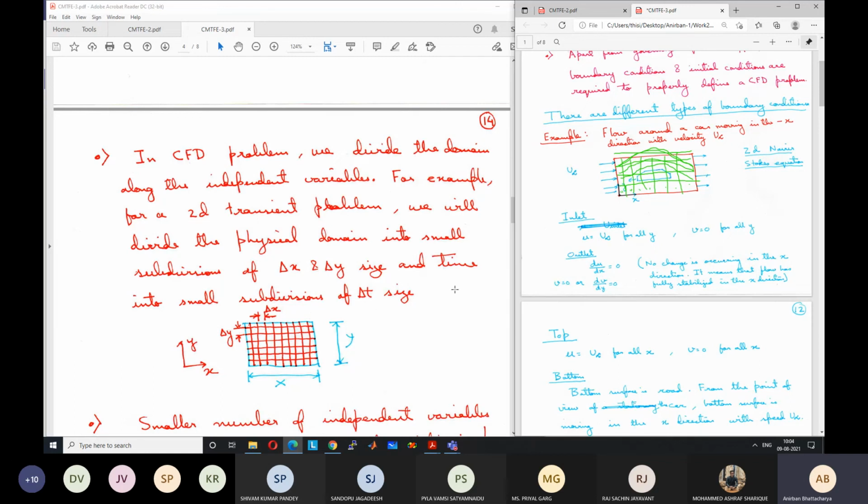of delta t size. So you can see a 2D physical domain rectangle, and we have divided it into subdomains of delta x size and delta y size. You cannot see the time direction obviously, but in the time direction also we'll solve with delta t sizes. Means if delta t is 0.1 second, first we'll solve for 0 second, then we'll solve for 0.1 second, then we'll solve for 0.2 second. So we'll march with this delta t step. It will not be a continuous process.